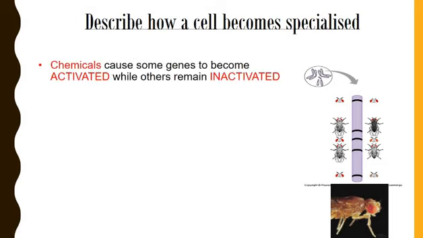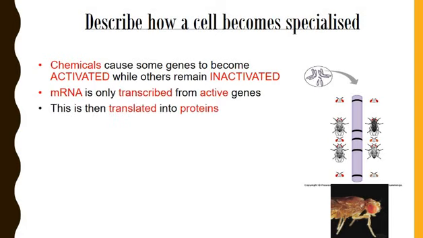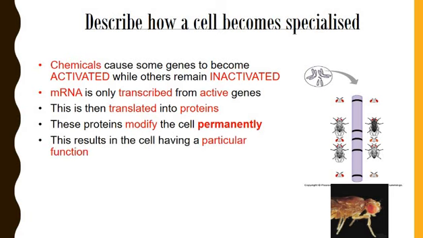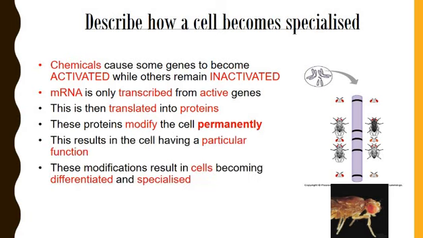Okay, so the answers are: chemicals cause some genes to become activated while others remain inactivated. mRNA is only transcribed from the active genes. That's then translated into proteins, and the proteins are what modify the cell permanently in some way. That results in the cell having a particular function, and these modifications result in cells becoming differentiated and specialized.